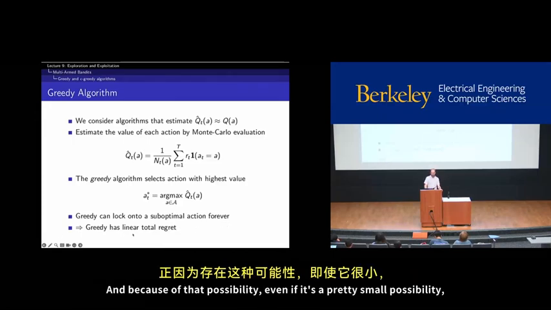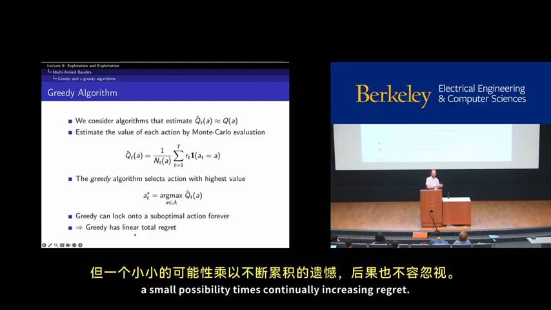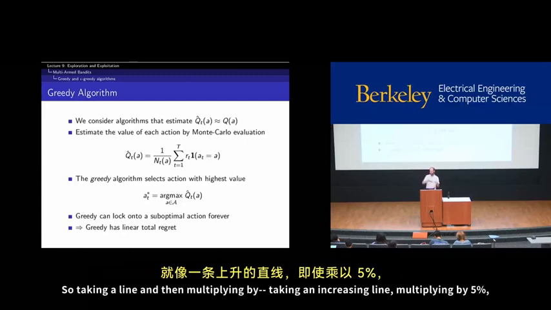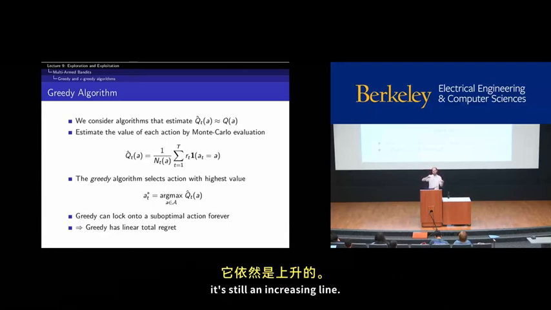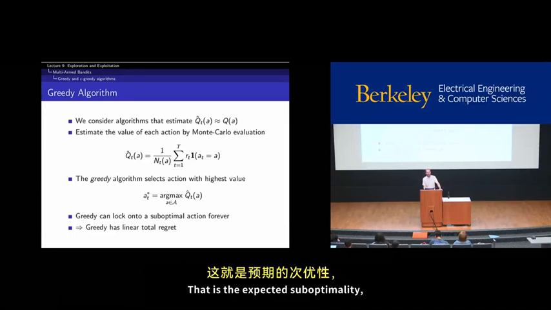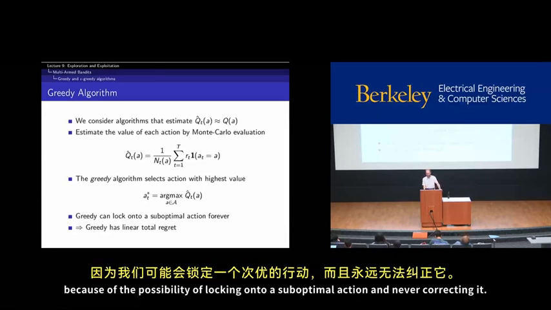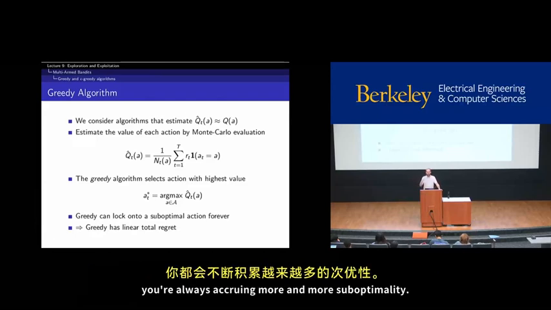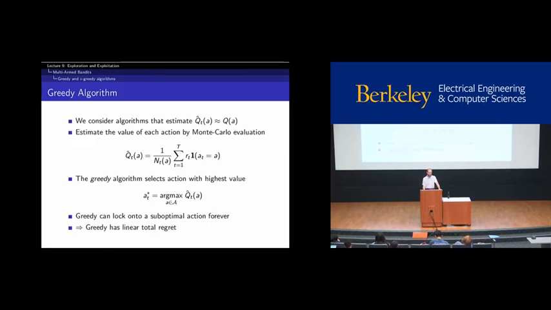And because of that possibility, even if it's a pretty small possibility, a small possibility times continually increasing regret still is continually increasing regret. So like taking a line and then taking an increasing line, multiplying by 5%, it's still an increasing line. So this algorithm has linear total regret. That is the expected suboptimality because of the possibility of locking onto a suboptimal action and never correcting it. So as far out into the future as you like, you're always accruing more and more suboptimality.